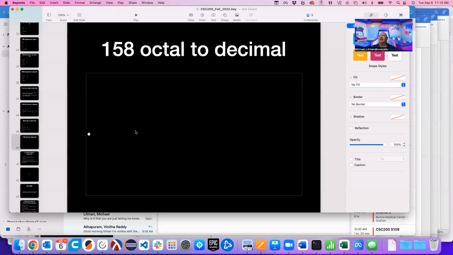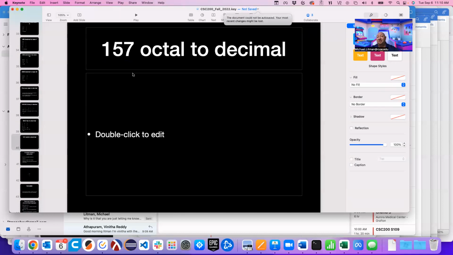8 is not a legal octet in the octal number system. Octal number system is 0 to 7. Decimal number system is 0 to 9. Hexadecimal is 0 to 9, A through F. So I'm just going to change this to a 7, or I can just say it's going to be base 9. But so we'll say 157 octal to decimal.